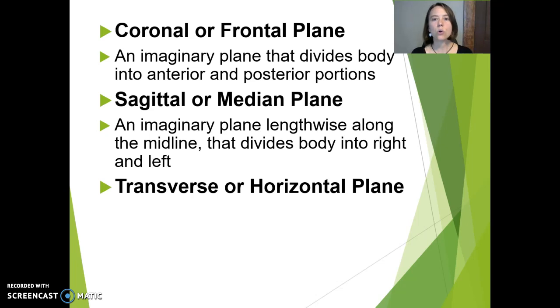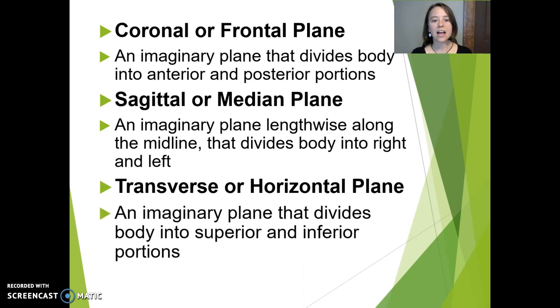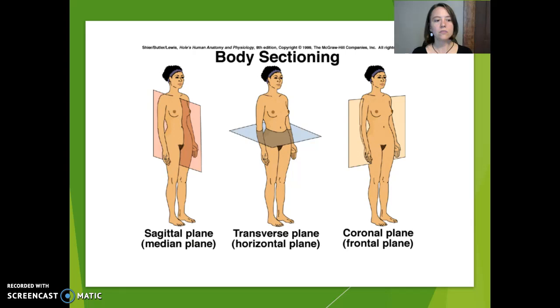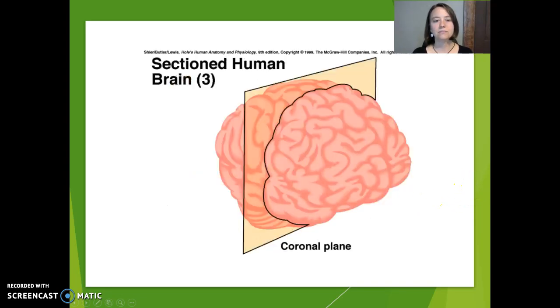And then your transverse or horizontal plane is an imaginary line that divides the body into superior and inferior portions. So looking at this, we had our coronal, which divided the body into anterior and posterior sections. We had the sagittal plane, or median plane, which divides the body into right and left hemispheres. And we have the transverse plane, which divides the body into superior and inferior sections. Let's look at some more examples.